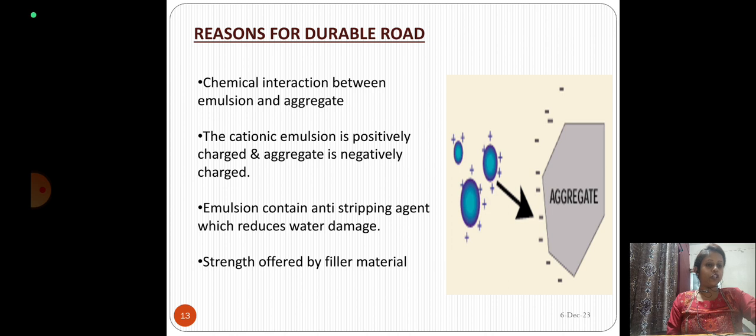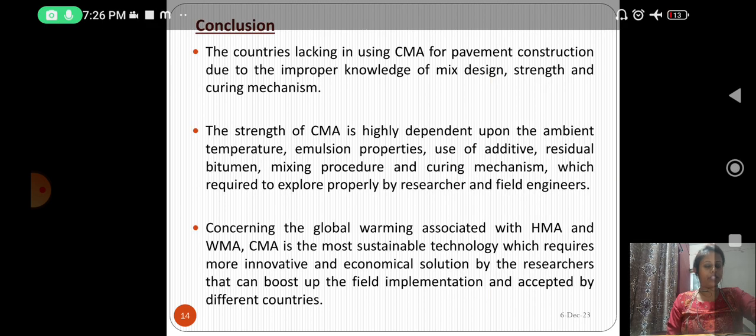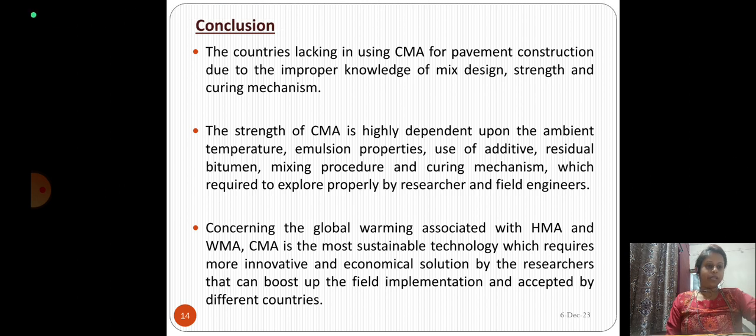The reason for a durable route is the chemical interaction between the emulsion and aggregate. If we use oppositely charged aggregate and bitumen emulsion, then there is a very good bond within the mixture. The cationic emulsion is positively charged and the aggregates are negatively charged. Emulsion contains an anti-stripping agent which reduces the water damage, and the filler material also provides strength in the mixture. Now I am concluding my presentation.